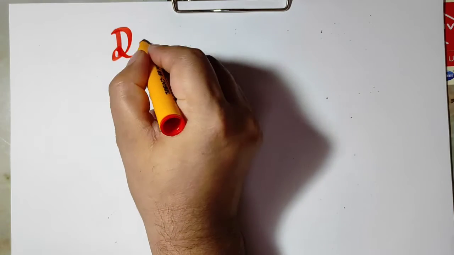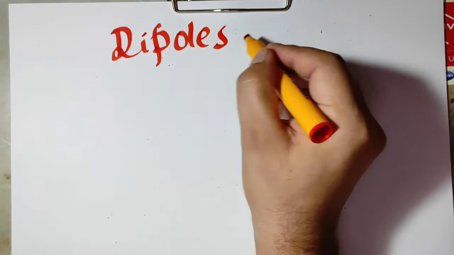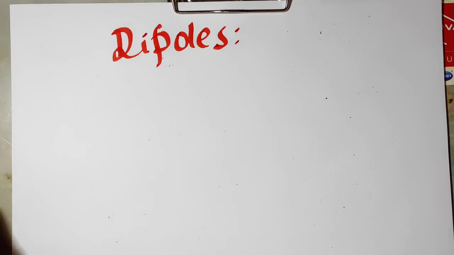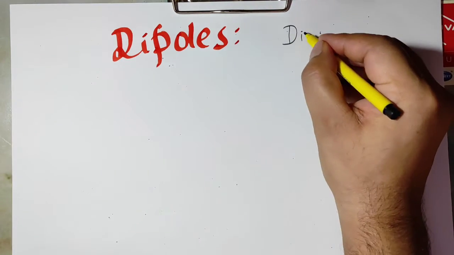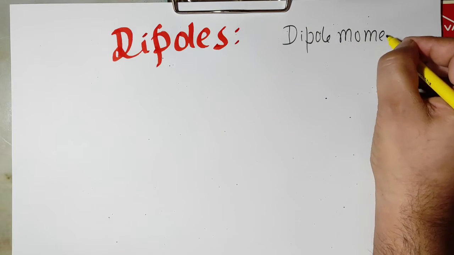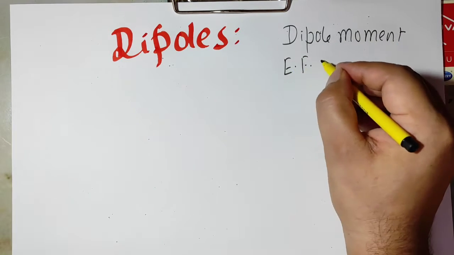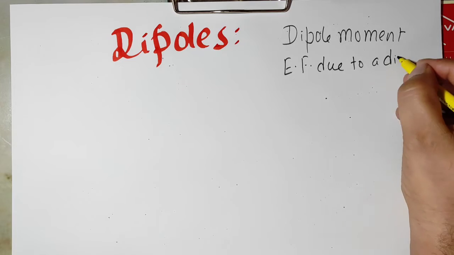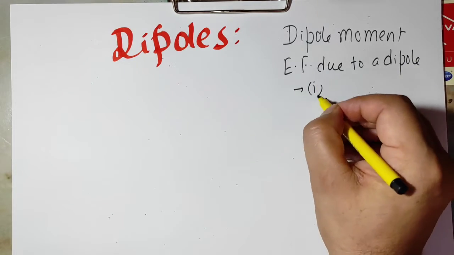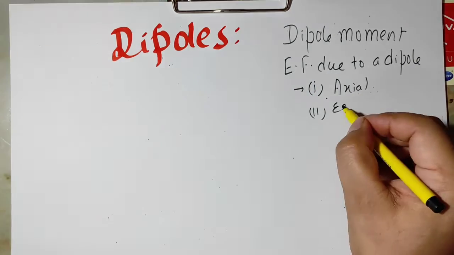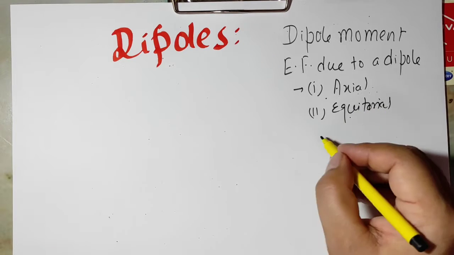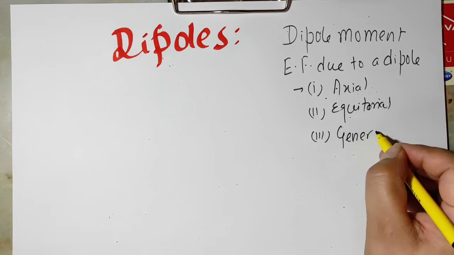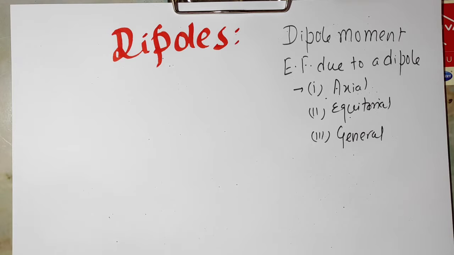Hello friends, in this part of electric charges and fields you will learn about dipoles. So in dipoles you will learn about the dipole moment of a dipole, electric field due to a dipole, and we have different positions. First axial position, then we have equatorial position, and we have general position. So let's start. So let's begin with dipole moment.